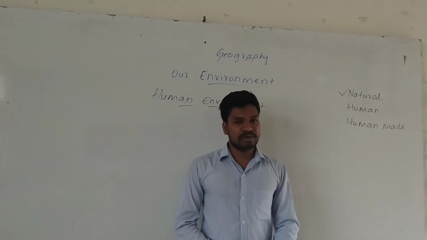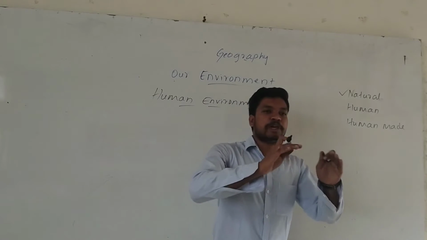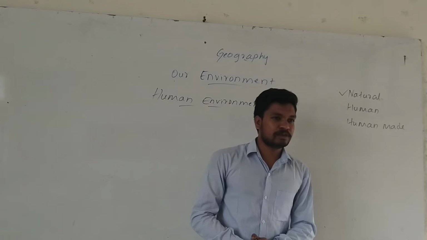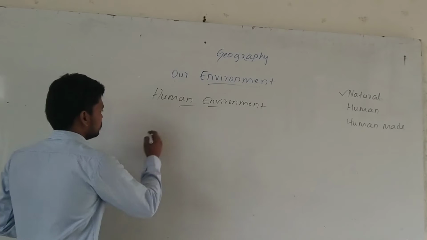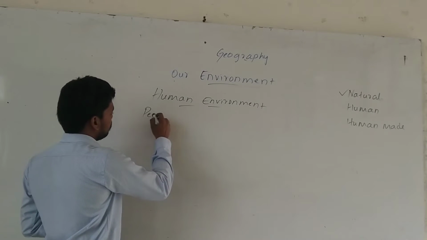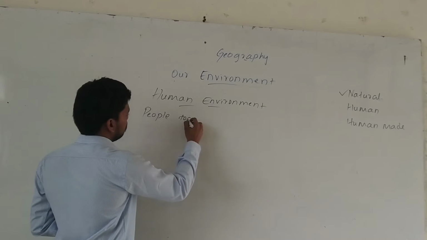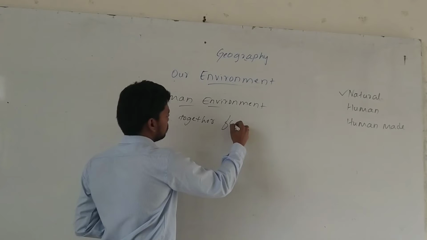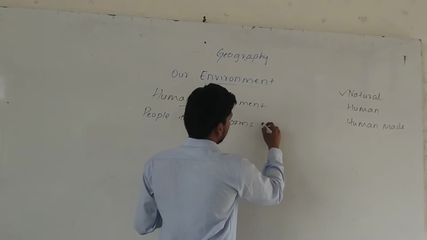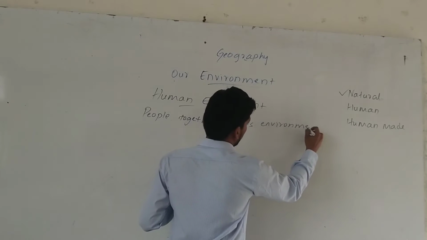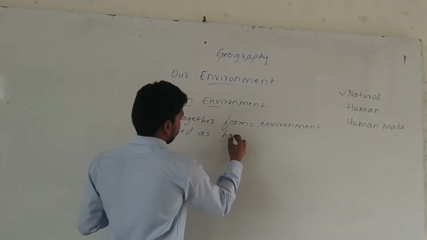Here the human environment is the environment made up of humans, created by humans. A group of people, the family, the community, forms the environment. The people together form the environment, which is called the human environment.